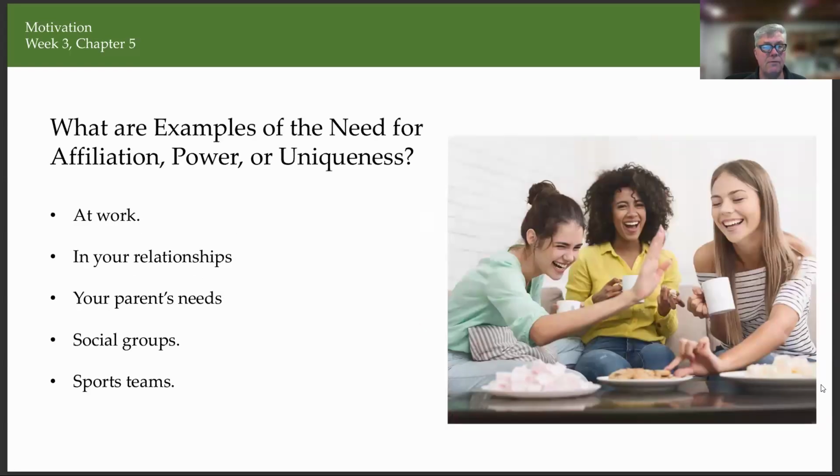What are examples of the need for affiliation, power, and uniqueness at work, in your relationships, your parents' needs, social groups, sports teams? These are all part of the group of activities and relationships that help satisfy our need for affiliation, power, and uniqueness. Included in that are the needs of your parents, which many times the siblings will try to help their parents satisfy, but you consider them, and that affiliation is important.